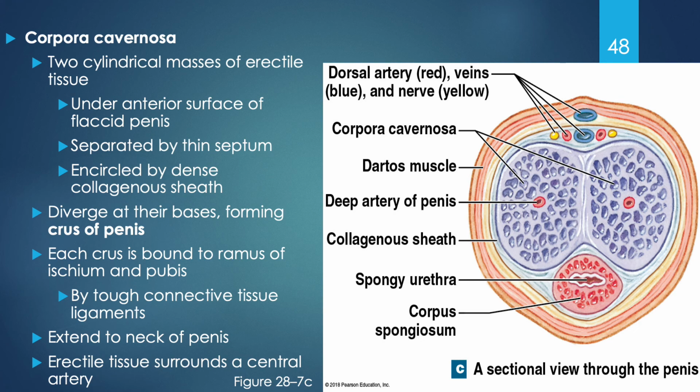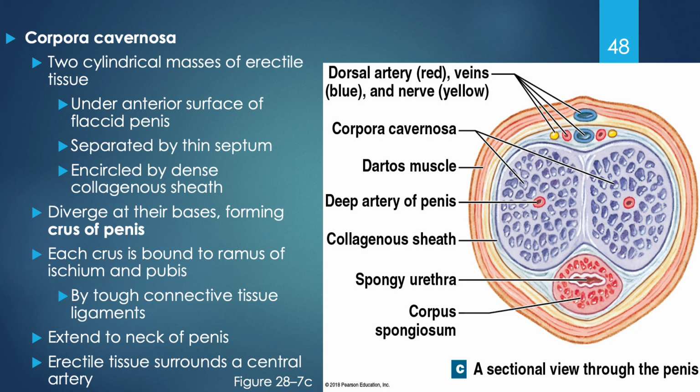But when you're describing it medically in anatomic position, the penis is erect. So the underside of the penis is now the anterior surface. So the corpora cavernosa are separated by a very thin septum, and they're also encircled by a dense collagenous sheath all the way around.